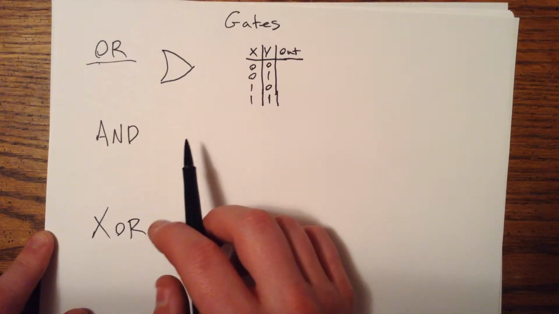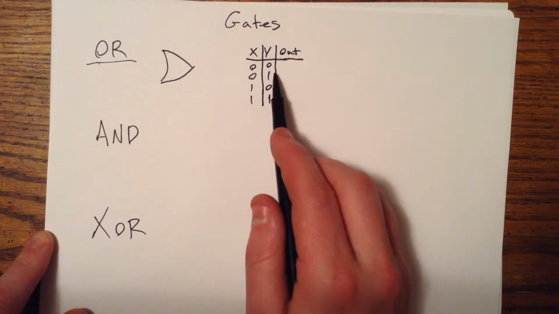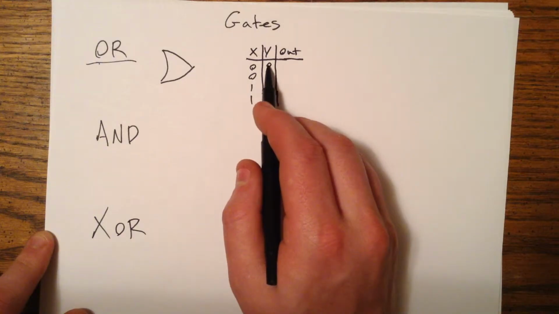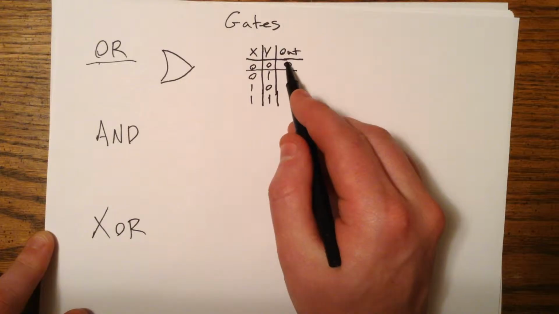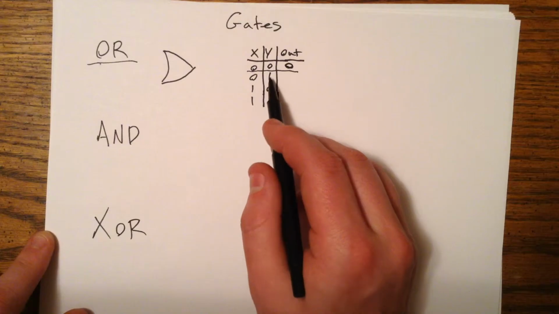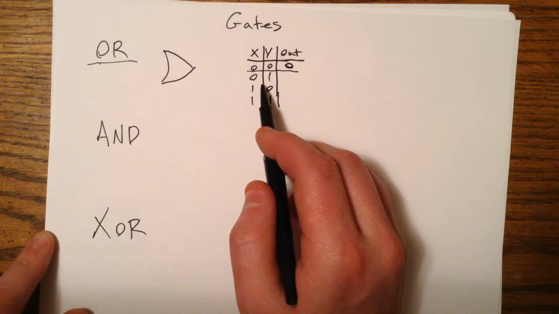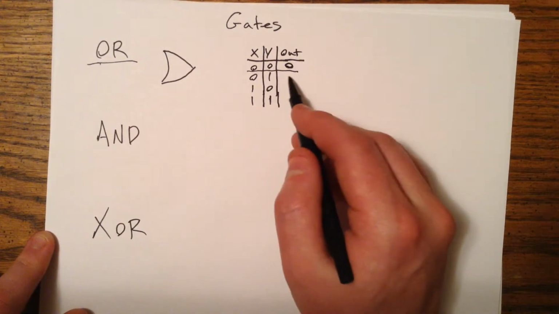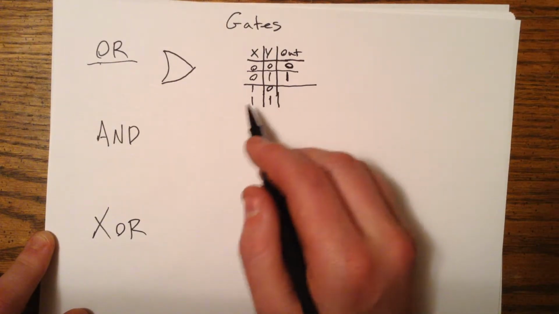Now an OR gate means that either X is 1 or Y is 1. So for our first case here, X is 0 and Y is 0, the OR gate will stay a 0. Now if X is 0 and Y is 1, it's getting a 1 from Y, hence the OR, so that means that it will return a 1 right there. So there we go, that's a 1 out.